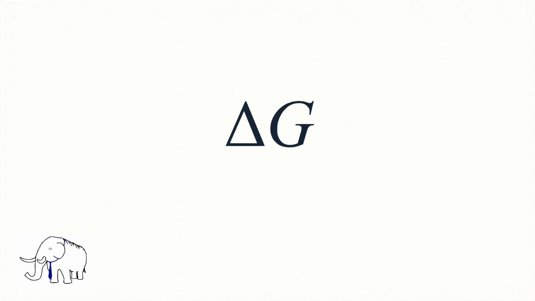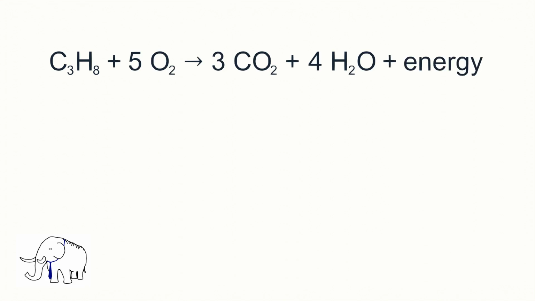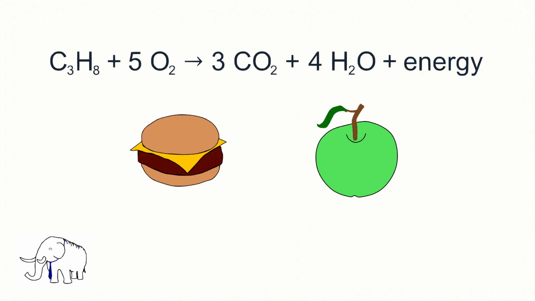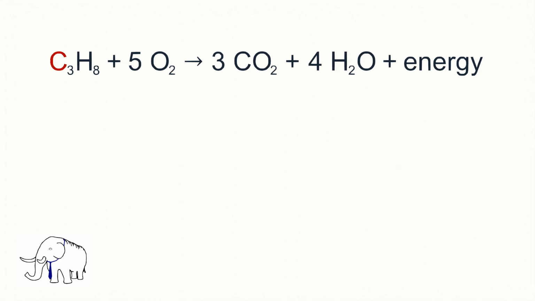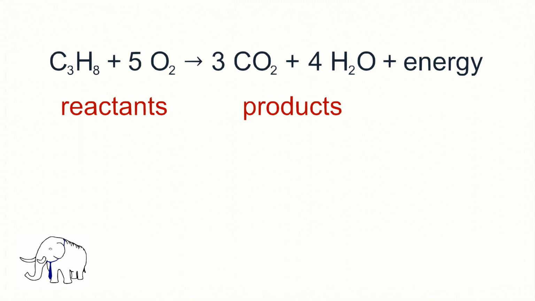Let's look at a simple example. Let's say I have some propane and I'm going to set that propane on fire. Then I'm going to use the energy coming off of that fire to do work. Like, for example, grilling a cheeseburger, or as the vegan option, roasting an apple or something. Here's the chemical equation for the combustion of propane. The carbon atoms in the propane get fully oxidized to make carbon dioxide, and the hydrogen atoms in the propane get fully oxidized to make water molecules. The propane and the oxygen are the reactants, and the carbon dioxide plus the water are the products.